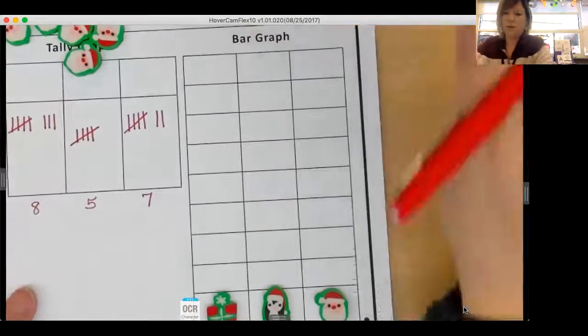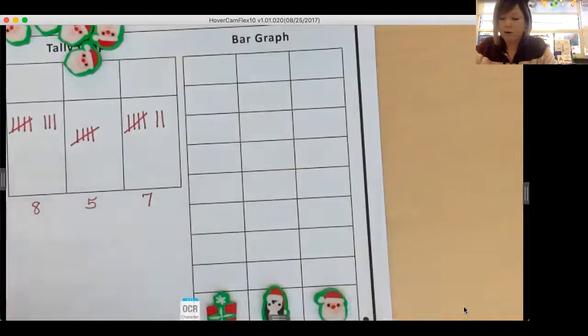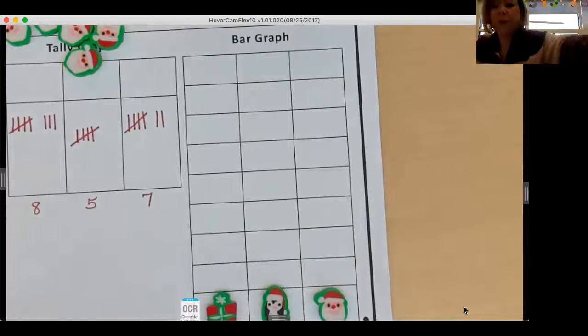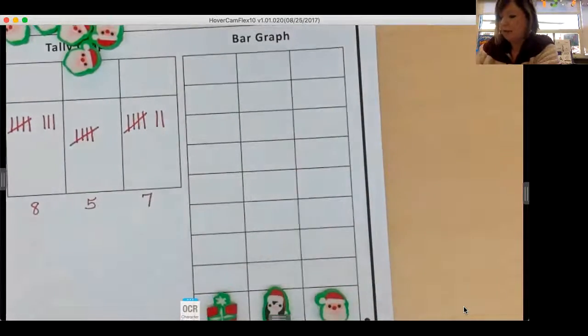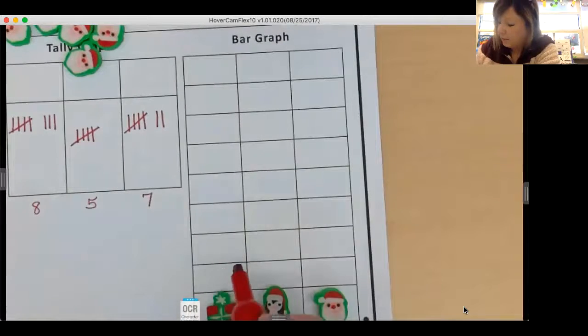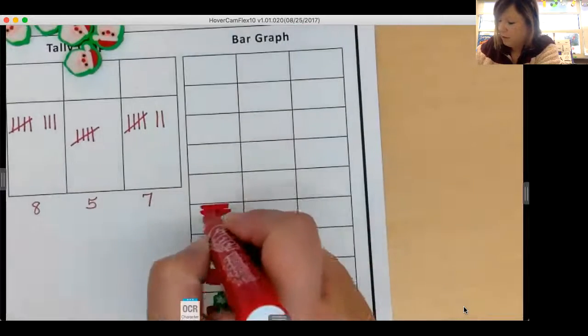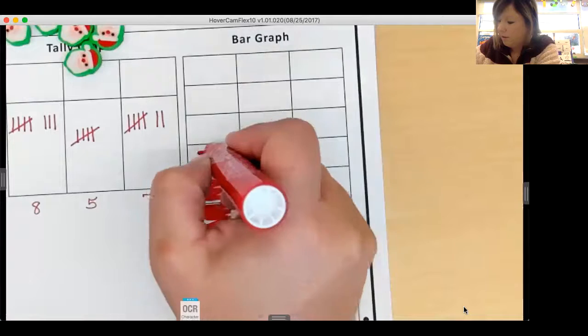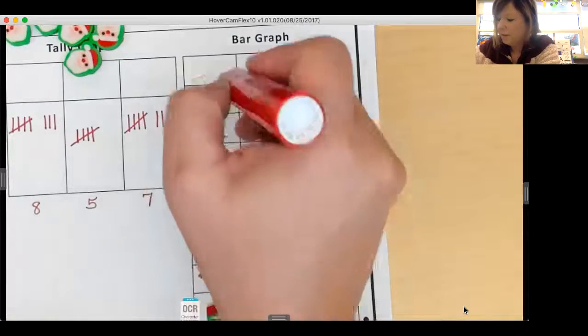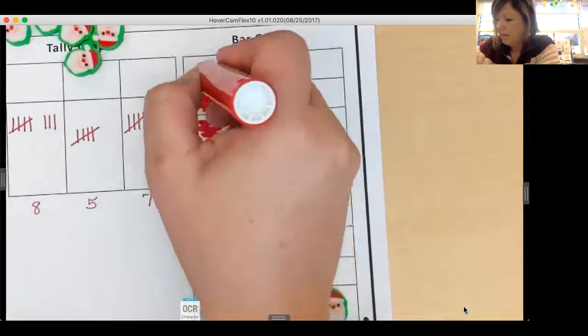All right, so we're going to create a bar graph. Remember, when we make a bar graph, we're going to color. So I'm going to get my red magic marker. And we had 8 presents. So how many boxes are we going to color? 8. Good. 1, 2, 3, 4, 5, 6, 7, 8.